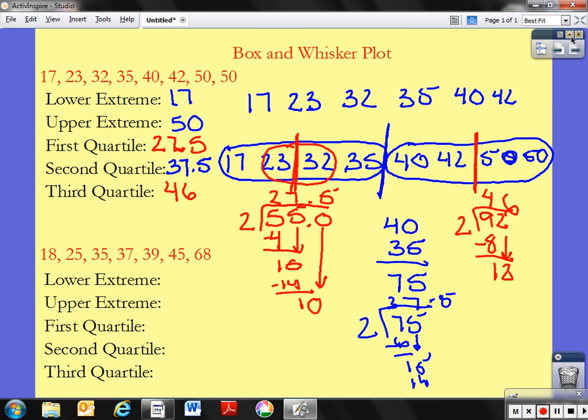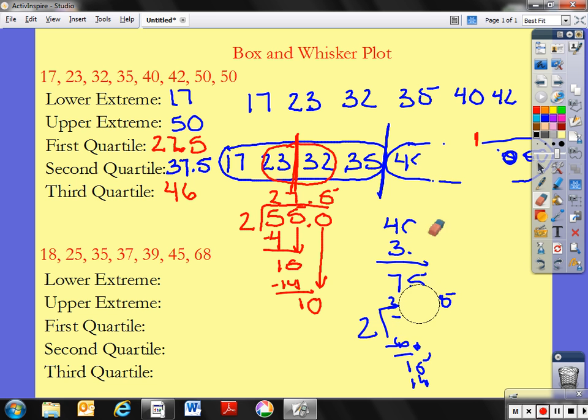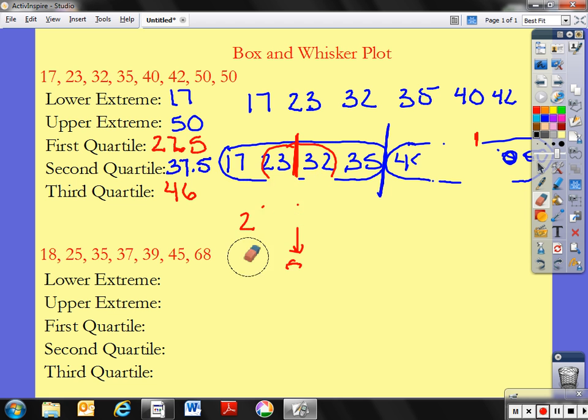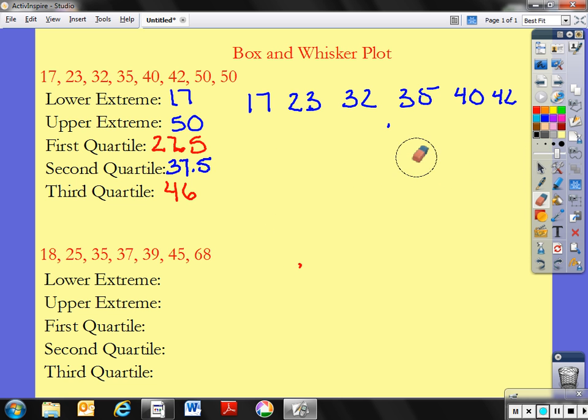Now if I were to look at one that has an odd number of data, I have to erase all this stuff I just did. Apologize for the sloppiness. Okay, now if I look at an odd number, let me rewrite this and let's see if I can do this right the first time.